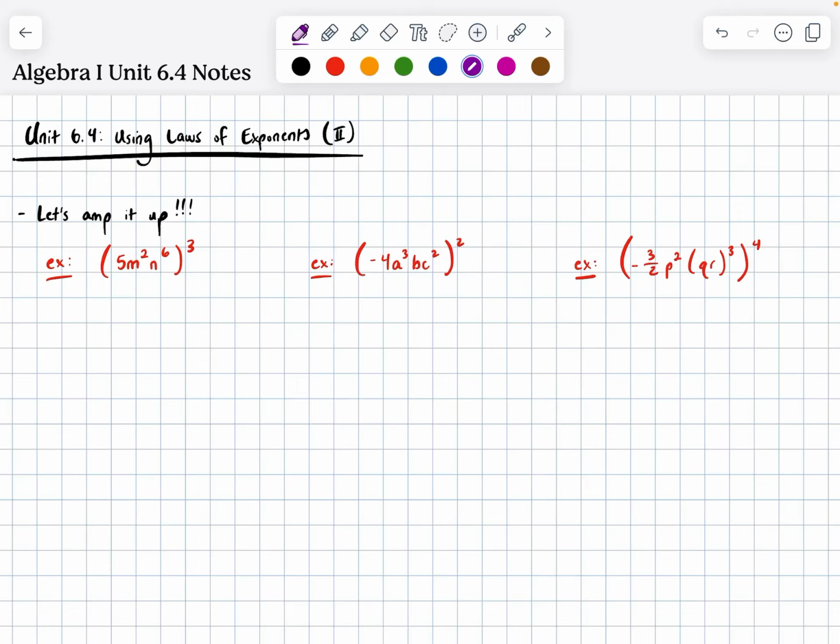Now that we've got a pretty good sense of how our laws of exponents work in some simpler cases from last time, the name of the game for us today is iteration. We want to see how far we can push our understanding by tackling some even more complicated examples.